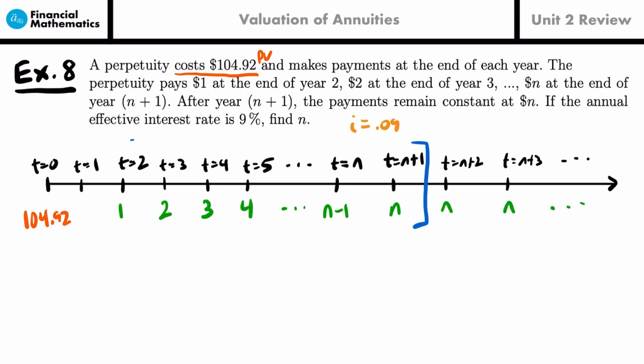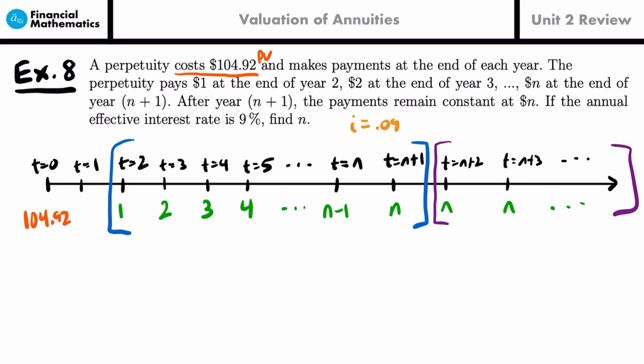All right, we're going to have one set of payments here between time equals 2 and time equals n plus 1, and then we'll have a second set of payments that we will value from time t equals n plus 2 to forever. We're including all of those other payments in this second set of payments. Those are all going to be level payments of n dollars. But this series of payments here, you can see forms an arithmetic increasing progression. Every single payment increases by $1, and the initial payment is $1.